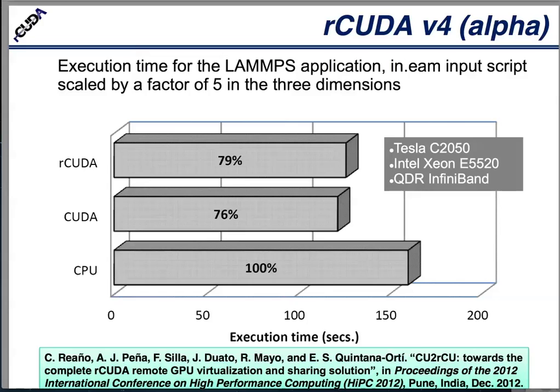And here we have a far more complex execution. This is the LAMMPS simulator, and we can see that in this case, if employing regular CUDA, we can save 24% time. But if employing a remote GPU with rCUDA, we only have a 3% difference. So we can save over 20% time if employing a remote GPU, with the advantages of having the global shared pool of accelerators.